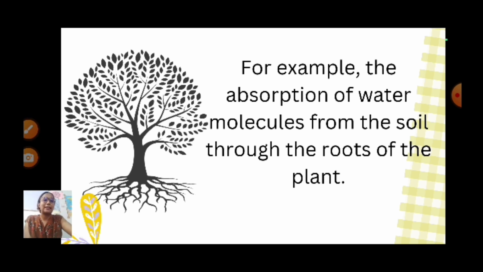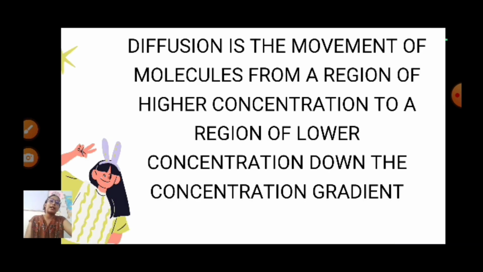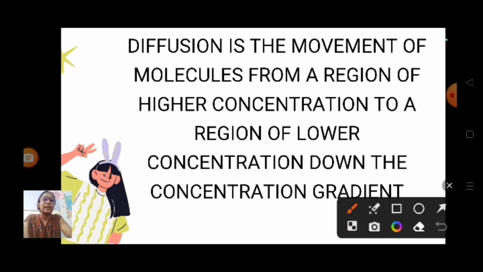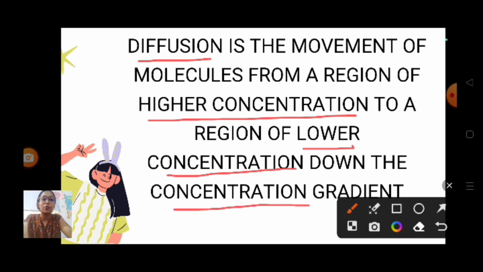So moving on to the next slide, let's discuss diffusion, the next topic. Diffusion is the movement of molecules from a region of higher concentration to a region of lower concentration, down a concentration gradient. So here it is opposite of osmosis. It is moving from higher concentration to lower concentration. But what we have studied in osmosis, it moved from low concentration to higher concentration. Getting my point?